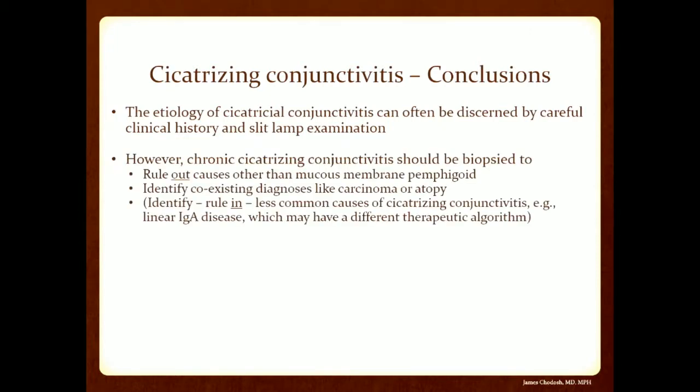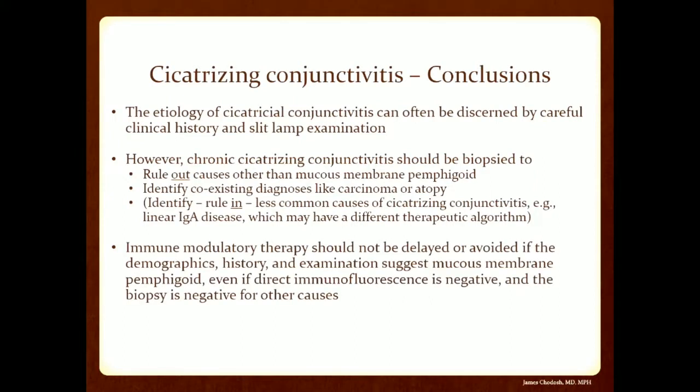I believe that all cases of chronic cicatrizing conjunctivitis should be biopsied to rule out other causes and rule in coexisting or masquerade diagnoses, okay? And immunomodulatory therapy should not be delayed or avoided if the demographics, meaning age, the history, and examination suggest mucous membrane pemphigoid, even if direct immunofluorescence is negative and the biopsy is negative for other causes. These patients do just as poorly as patients who are biopsy positive, and you should not hold therapy back from them.